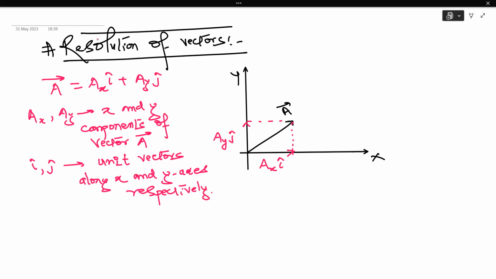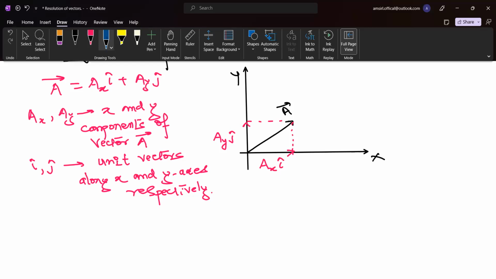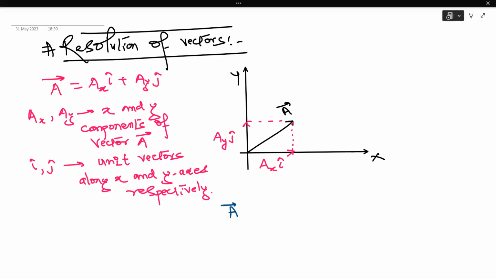We also discussed that if any vector is given in this format, then the magnitude of that vector will be equal to what? Square root of the square of the coefficient of i cap, that is ax, plus the square of the coefficient of j cap, that is ay, right?